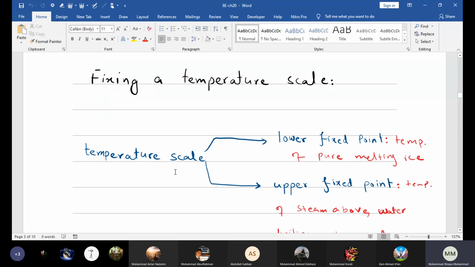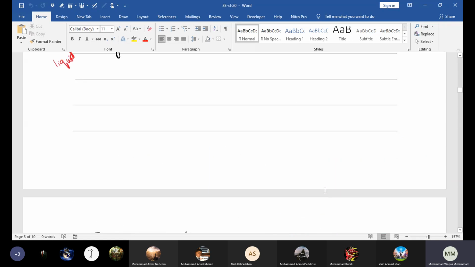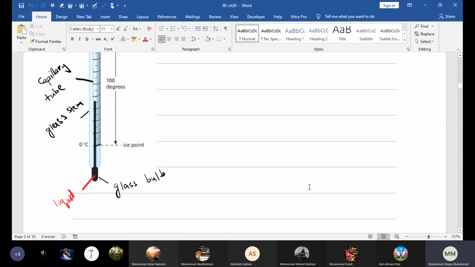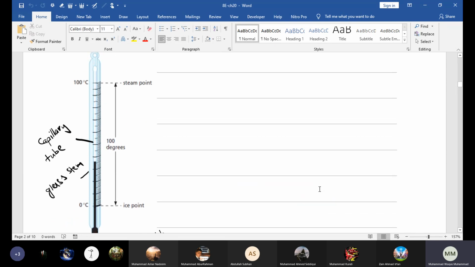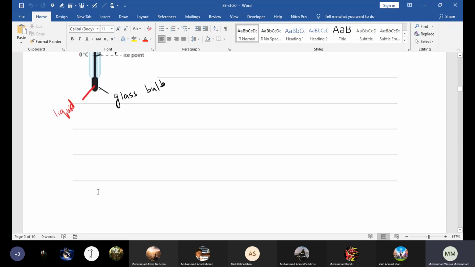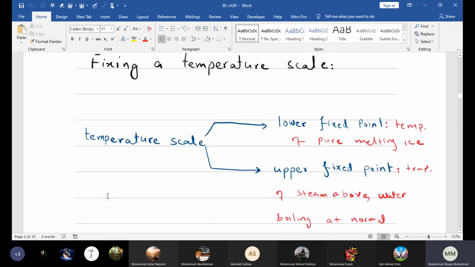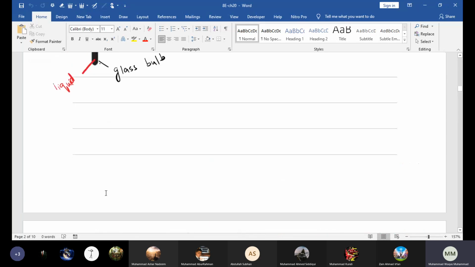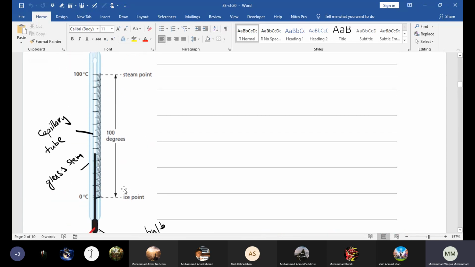To fix a scale on the thermometer, we need two fixed points, a lower fixed point and an upper fixed point. A fixed point is the temperature at which a physical event will definitely take place. The lower fixed point is basically the temperature of pure melting ice. It can also be called the ice point, and it is taken to be 0. The upper fixed point is the temperature of the steam above the water which is boiling at normal atmospheric pressure, and it can also be called the steam point.